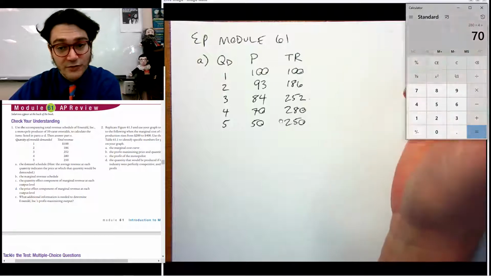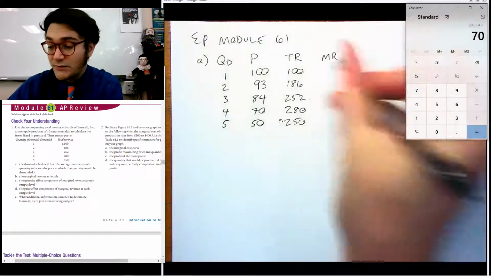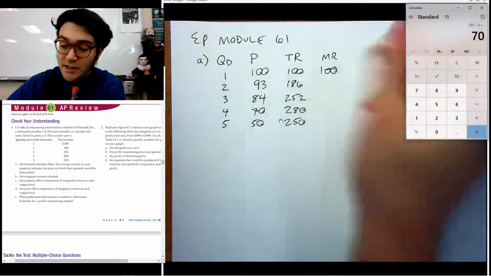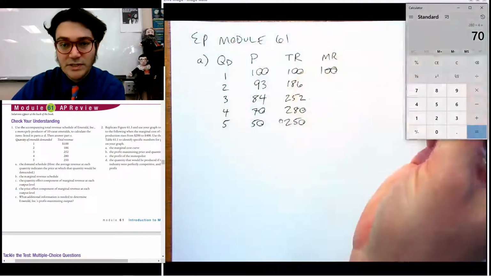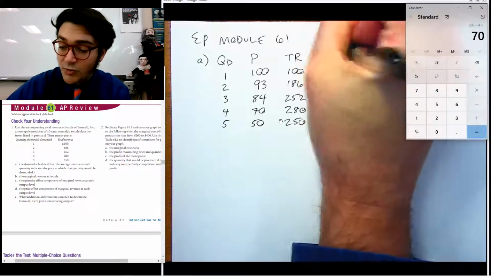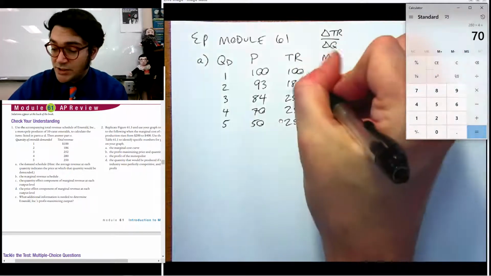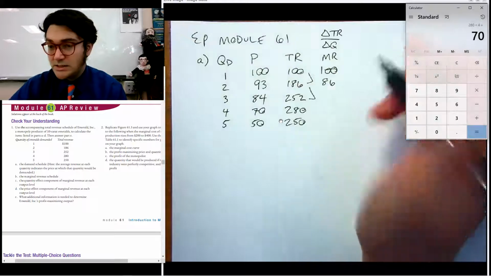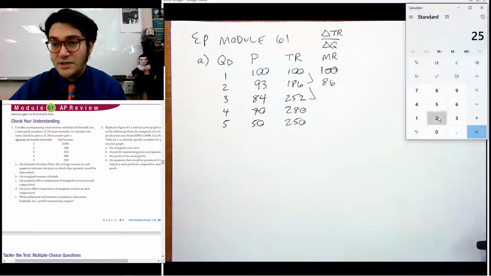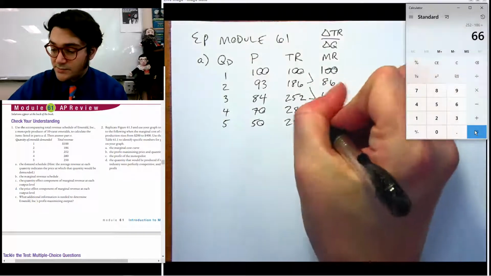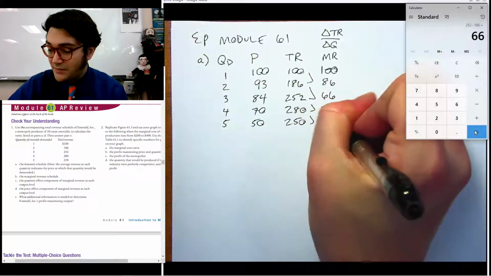Part B says the marginal revenue schedule. That one's actually relatively straightforward as well. The first one is actually 100, because the 0th unit is the one where there isn't one. So it's the change in total revenue over the change in quantity. The change to the next one is 86. And then the change to the next one, let me do this here, 252 minus 186 is 66, and then that's 28, and that's negative 30.